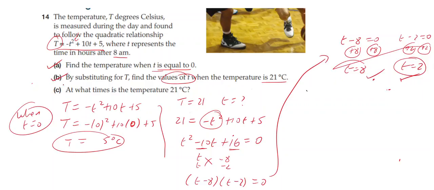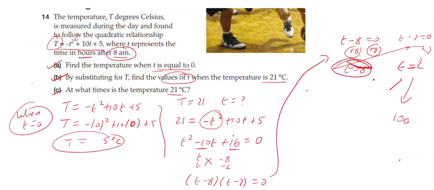Okay, so part C is: at what times is the temperature 21 degrees Celsius? So at t equals 8 hours and t equals 2 hours, because time is represented in hours after 8 a.m. So 2 hours after 8 a.m. is 10 a.m. Then we've got to think about 8 hours after 8 a.m. 8 plus 8 is 16, so it's 4 p.m. So your two solutions are 10 a.m. and 4 p.m.